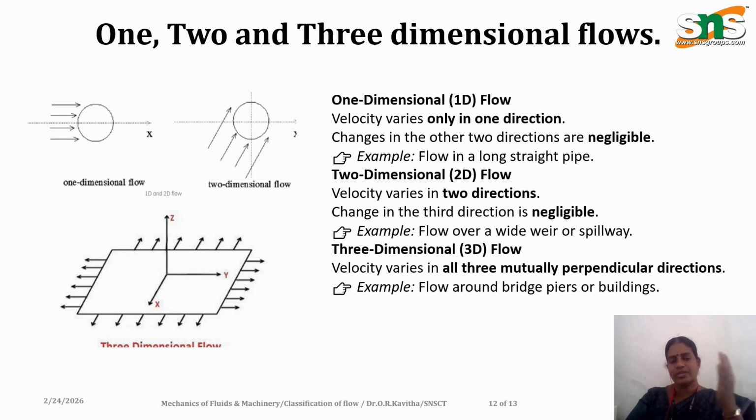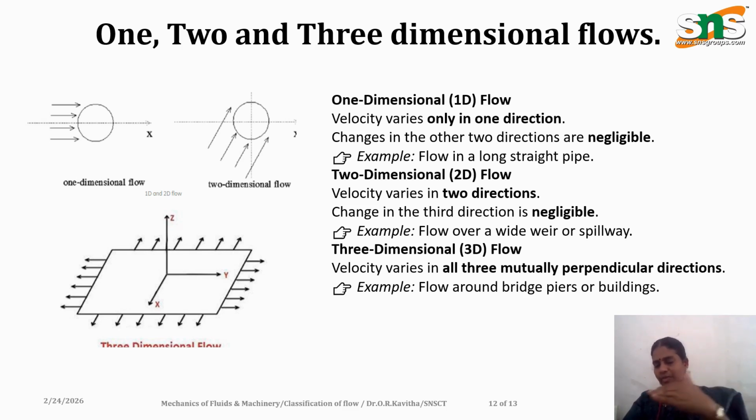The next one is 1D, 2D, 3D. What is this? The flow may be in three different directions. If the velocity varies only in the x direction, and it may vary in the y and z directions but negligibly, then we call it 1D. If it varies in two dimensions and the third is negligible, that means 2D. If the velocity varies in all mutually perpendicular directions, we call that 3D. The example for 1D is flow in a long straight pipe.